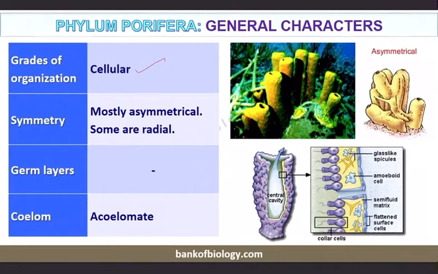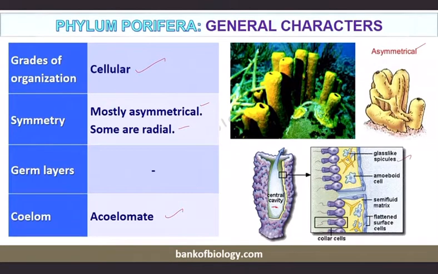So the grade of organization, as I have been telling you, is cellular level. There are no tissues. That is the reason why this is placed at a lower level, because tissues are yet to be formed. And symmetry is mostly asymmetrical. There is no particular symmetry in this, but some of them are, of course, radial. And there are no germ layers, like ectoderm, mesoderm, endoderm. And there is no coelom, no body cavity.